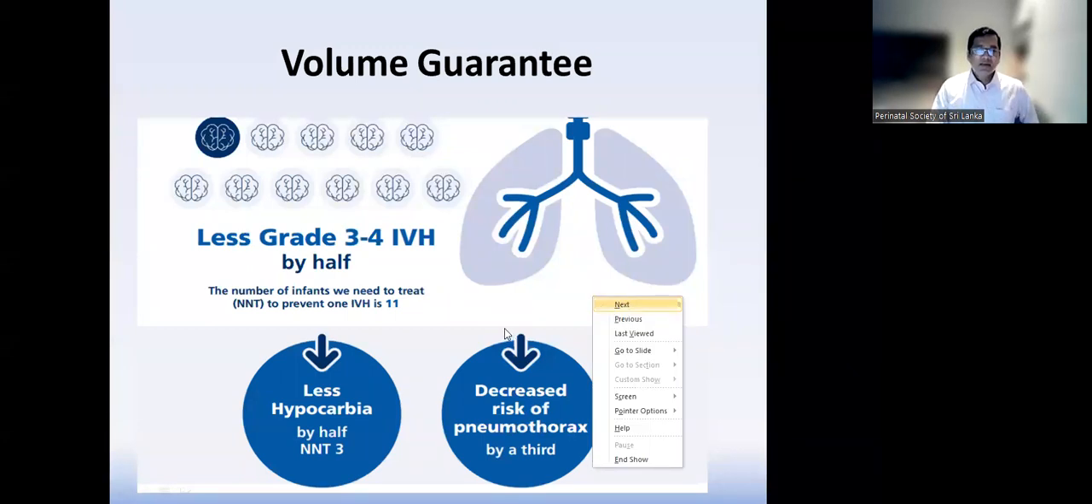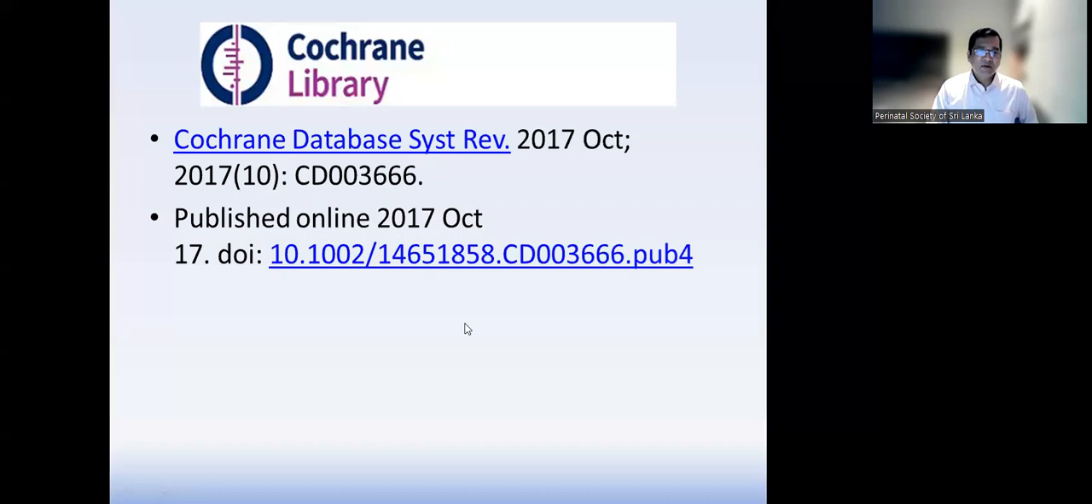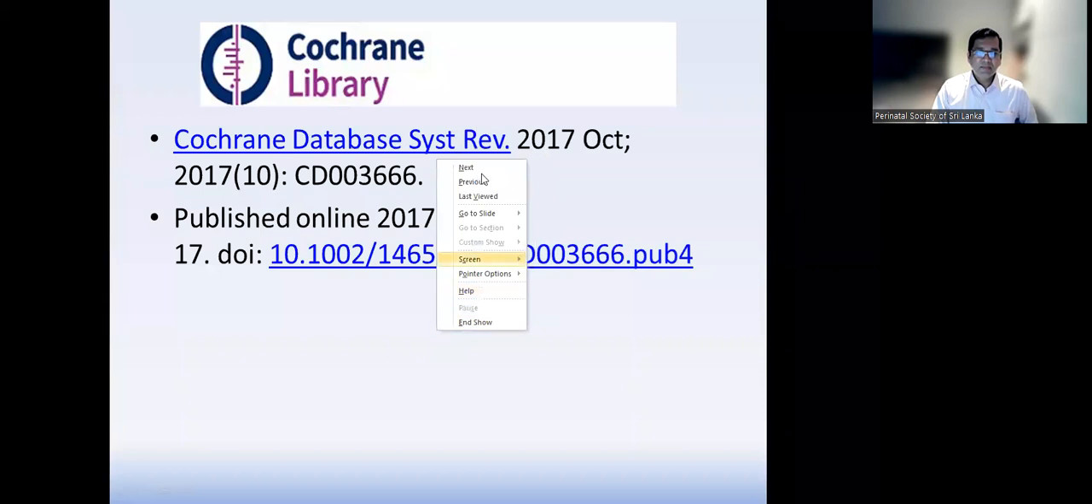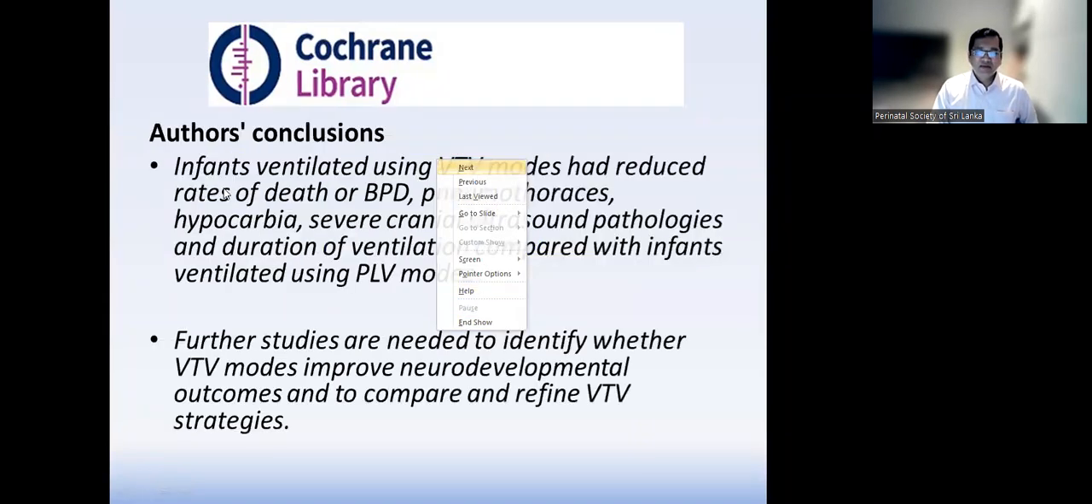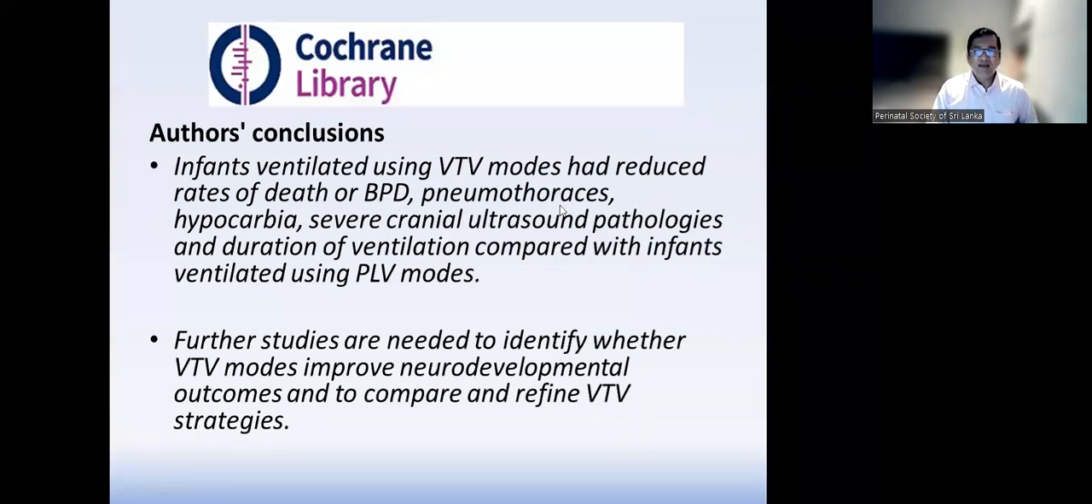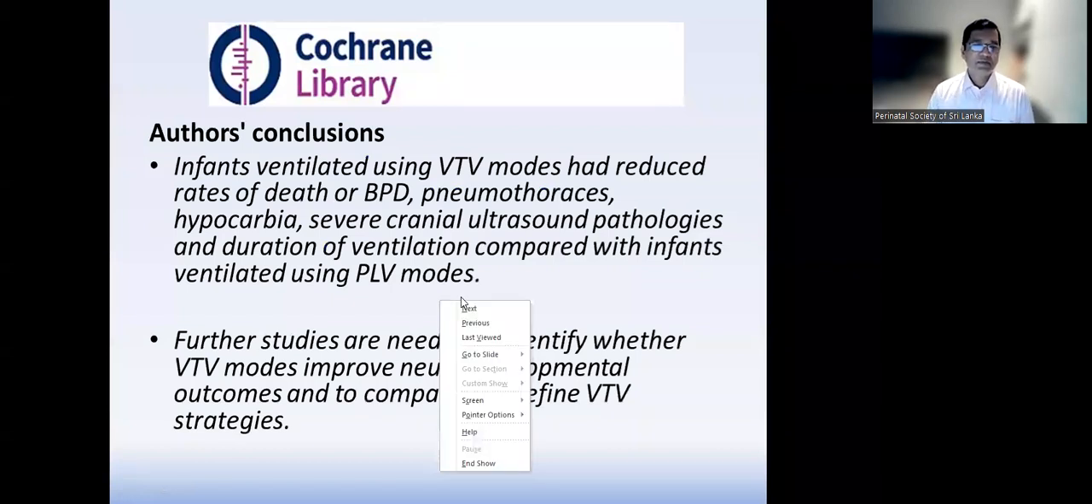Right. And this is another Cochrane database review from 2017. And this review concludes infants ventilated using volume target ventilation modes had reduced rate of deaths, bronchopulmonary dysplasia, pneumothorax, hypocarbia and severe intracranial pathology. So this says even the mortality and the bronchopulmonary dysplasia is also less in volume guarantee ventilation. So initial settings.